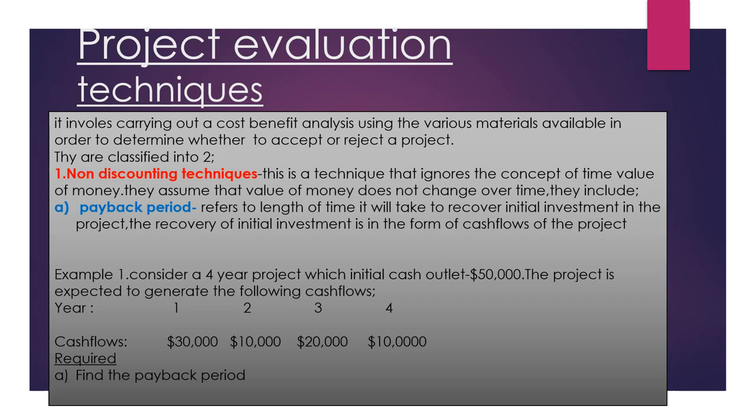The project is expected to generate the following cash flows. In year 1, the project will generate $30,000, and in year 2, the project will generate $10,000. In year 3, the project will generate $20,000, and in year 4, the project will generate $10,000. So what is the payback period?